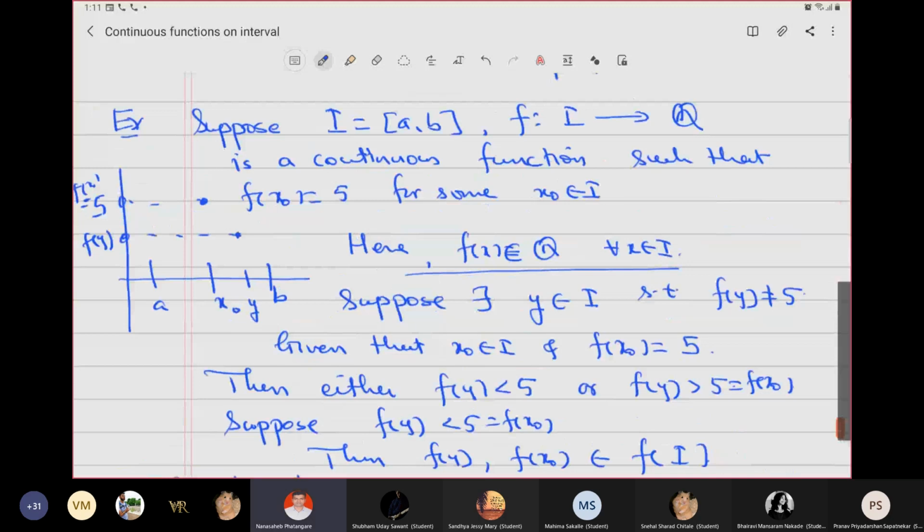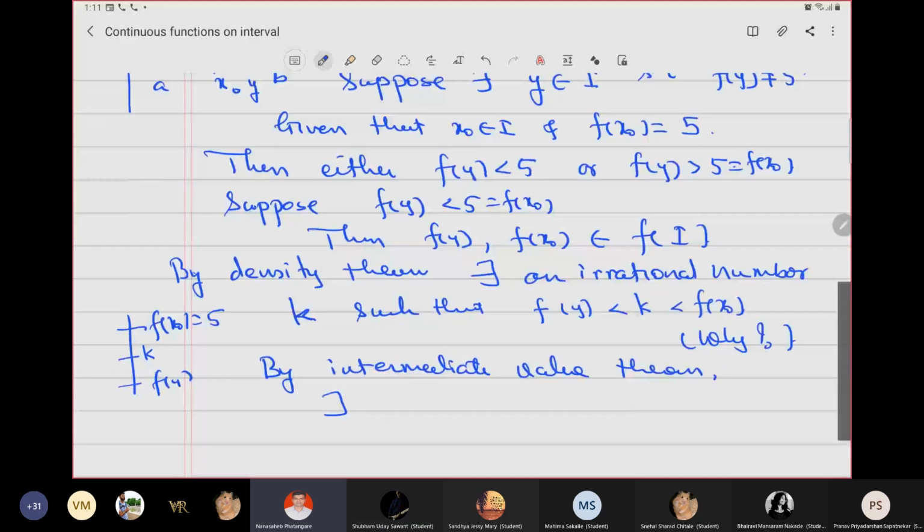What happens by the intermediate value theorem? It should take all values between f of maximum and minimum. So it will take all values between f(y) and f(x naught). Now, if you choose an irrational number k between f(y) and f(x naught), there are rationals and irrationals both present in between. I will choose an irrational number k which is in between f(y) and f(x naught).